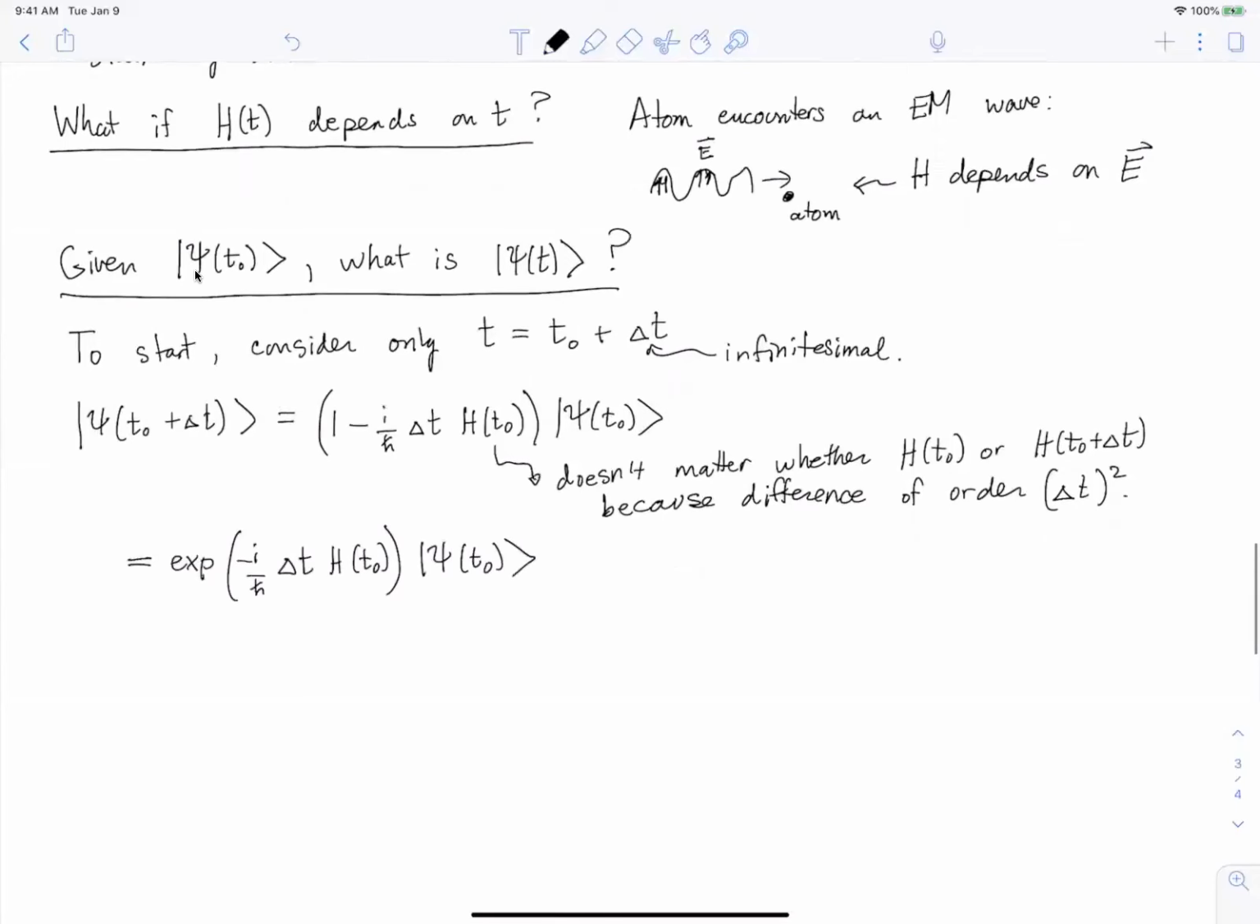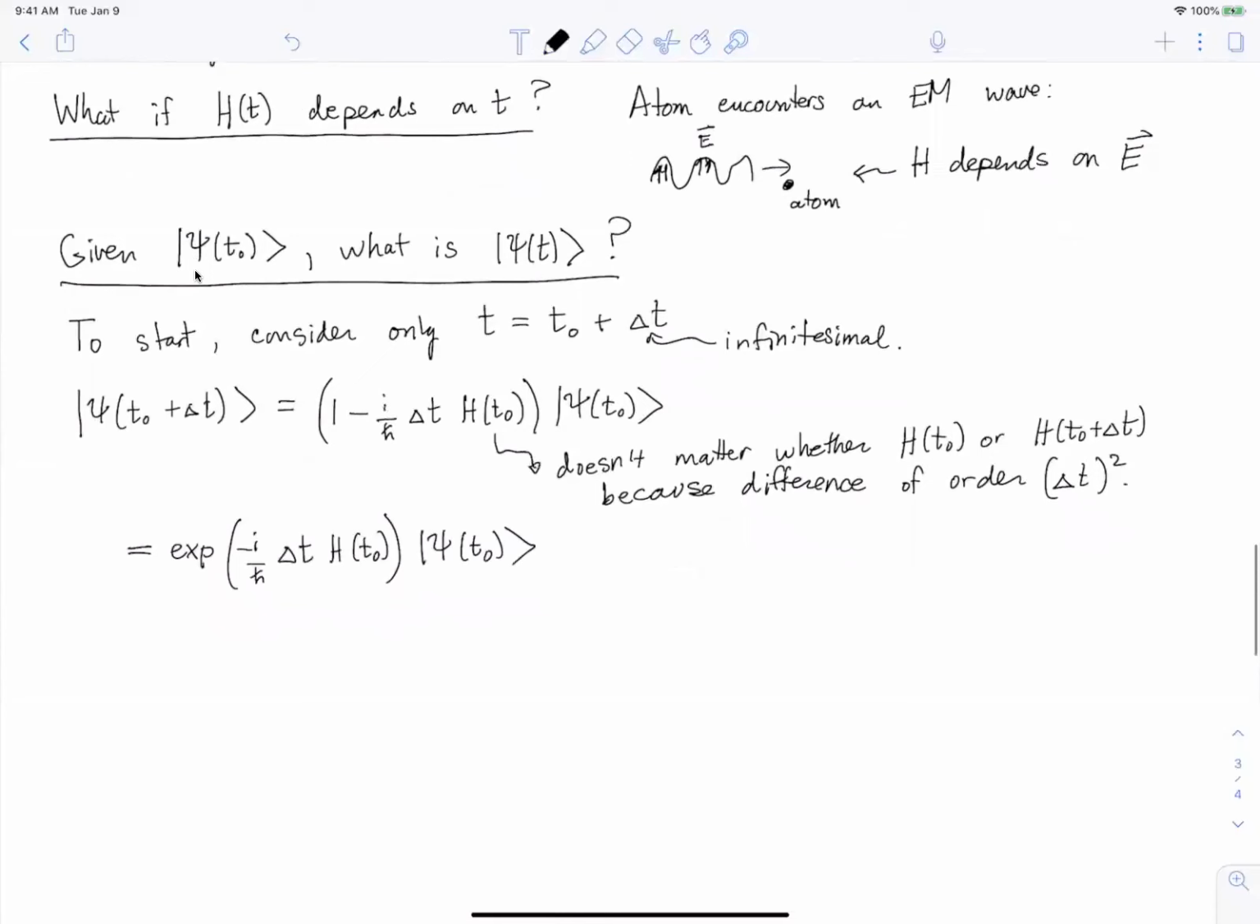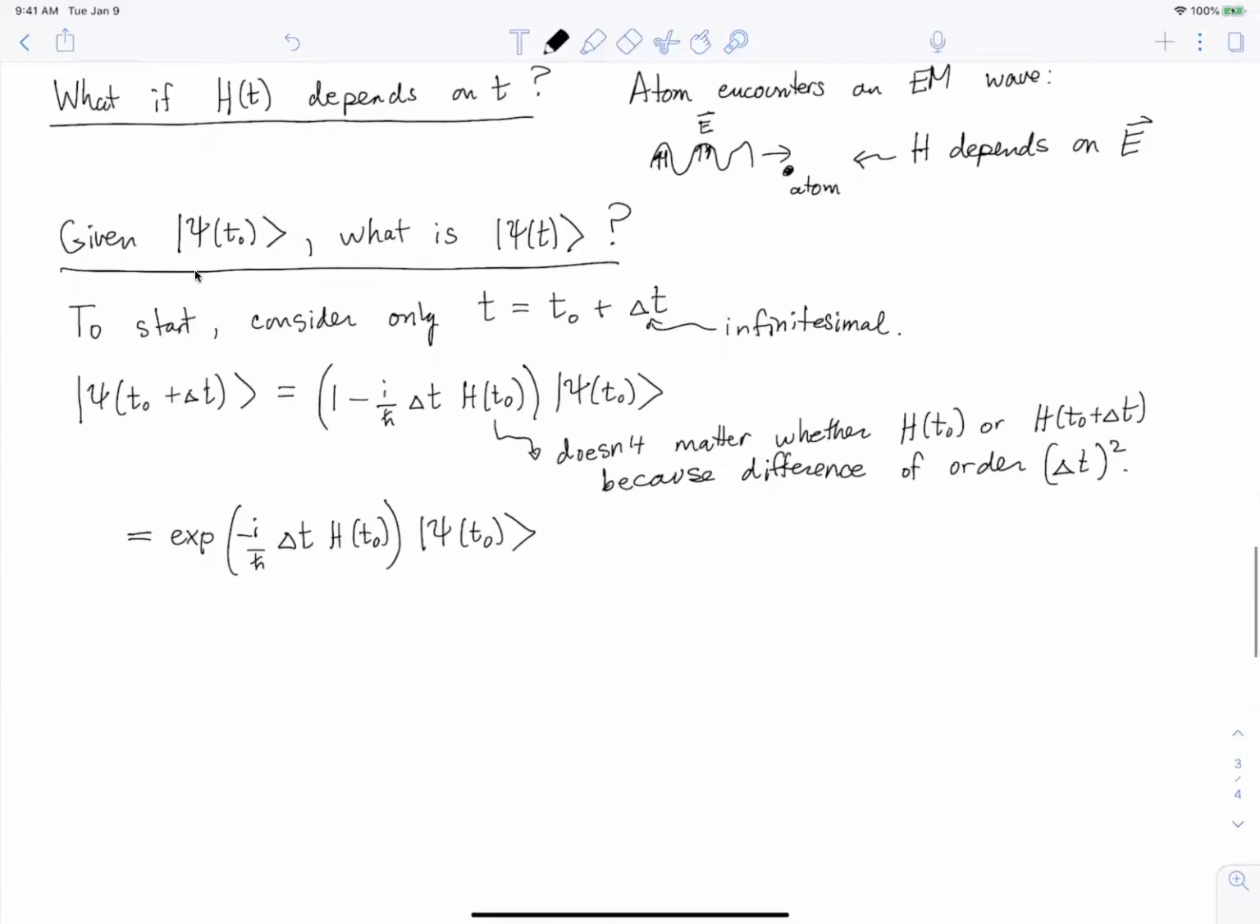So that was legal because when I expand out the exponential, just because delta t is infinitesimal, anything with delta t squared or delta t cubed or anything like that doesn't matter anyway. So I haven't cheated there. But the nice thing about writing it as an exponential is that it makes it clear that it's a unitary operator. Okay, so this is unitary, which we're going to use in just a minute.